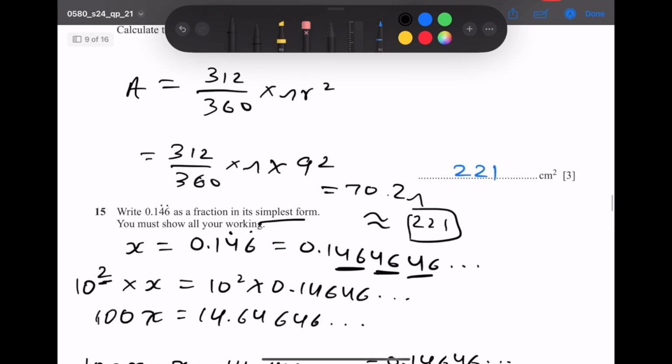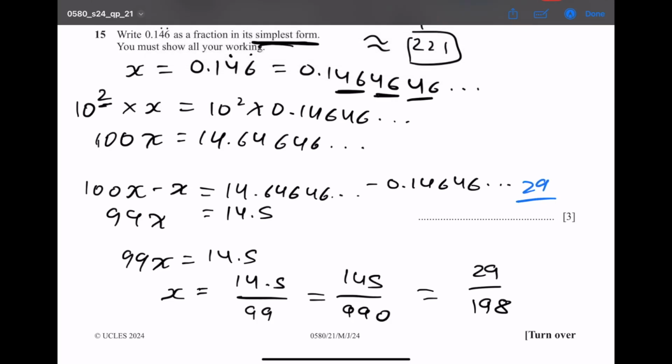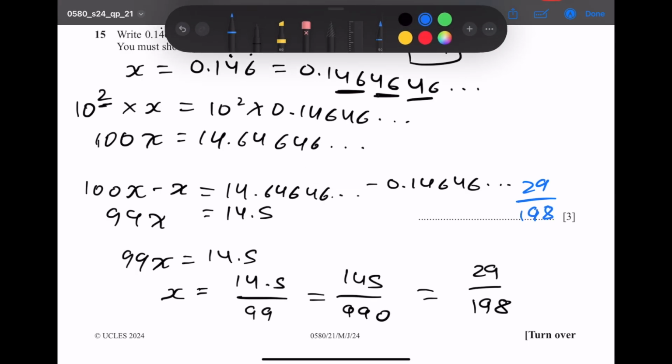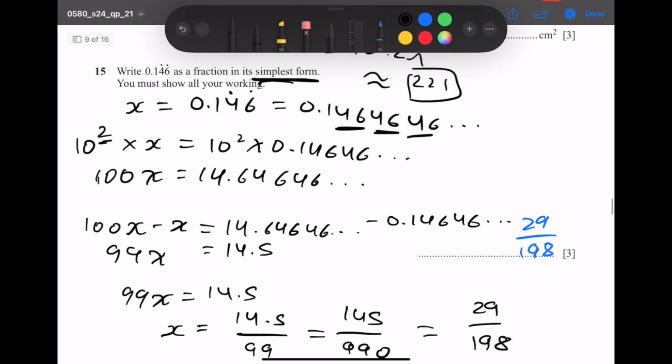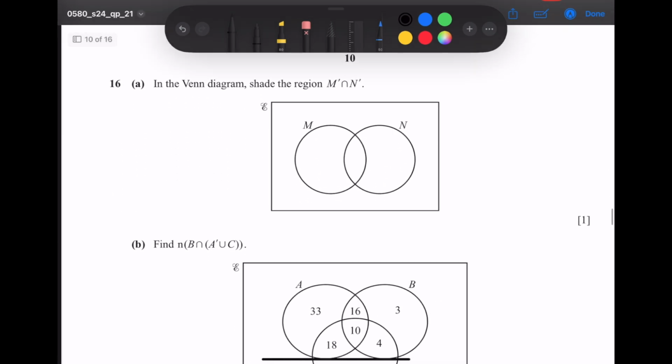It's important to give it in its simplest form, which means that you can't write it as 14.5 divided by 99 or as 145 divided by 990, since neither of these are the simplest form. The simplest form is 29 divided by 198. Note that if there were only one recurring digit instead of 2, you would use 10 to the power of 1, so 10x, and you'd use 9x here. So since there are two recurring digits, we use 100, and if there were 3, we'd use 1000x and find the value of 999x.